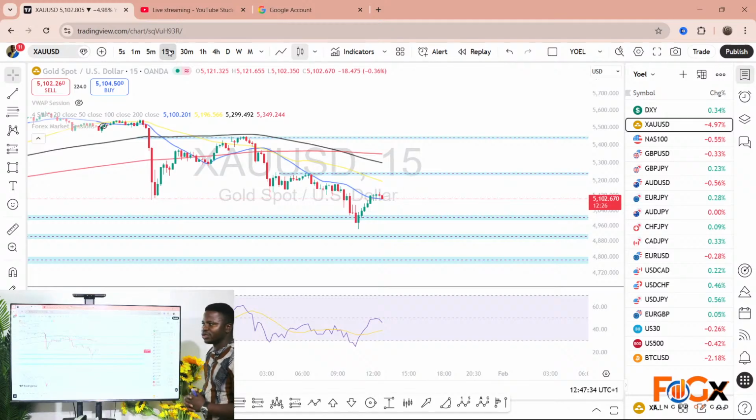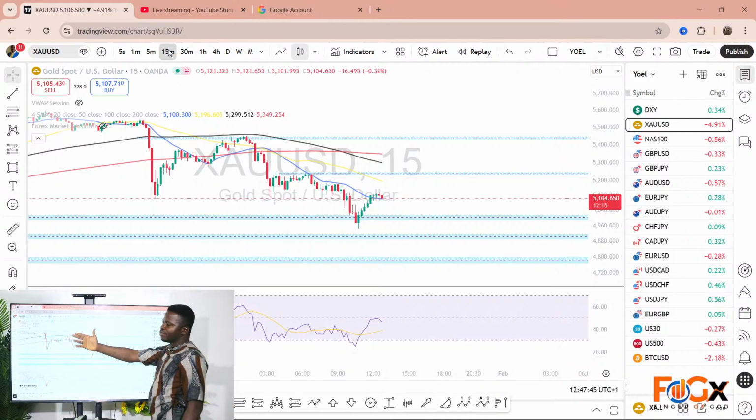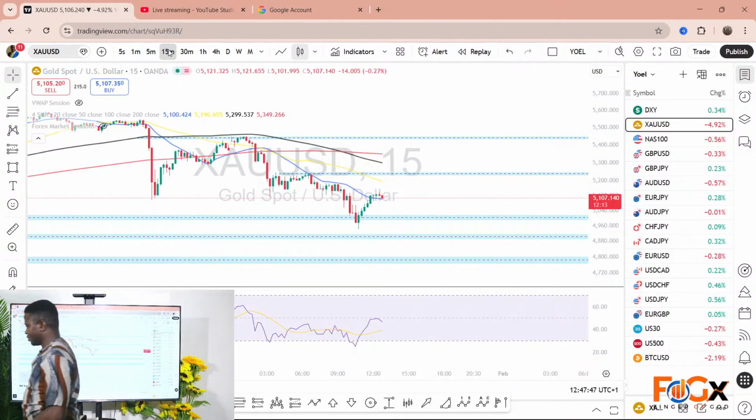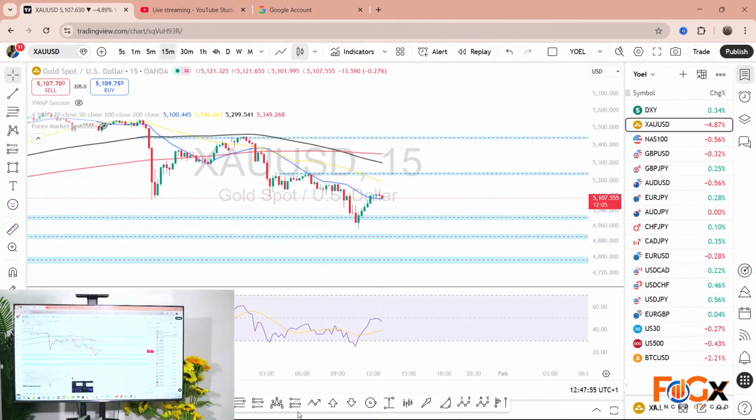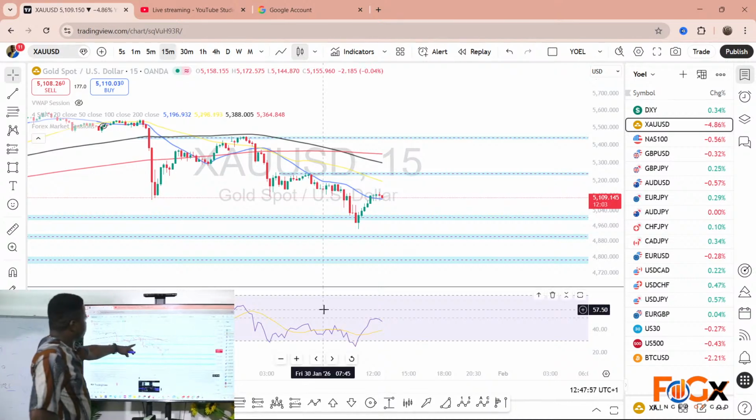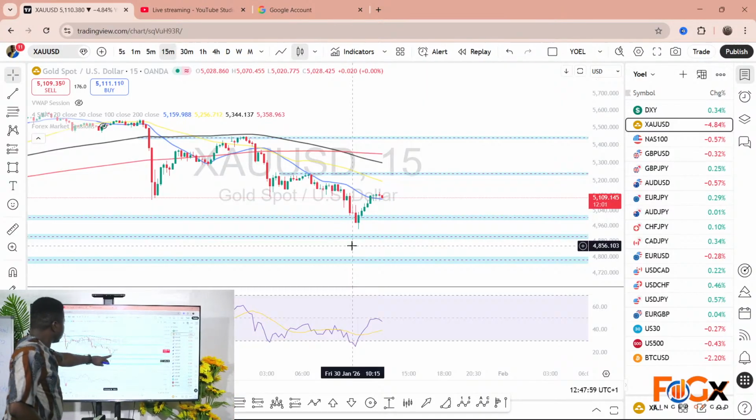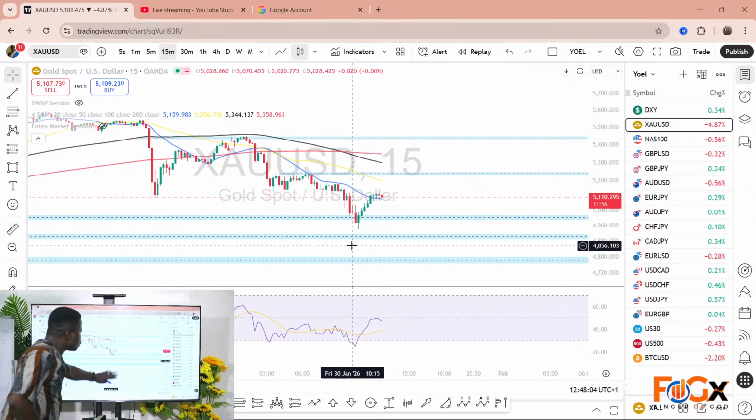So that's how we do it. You start by doing market overview. And for a day trader, you start from daily or 4 hours. Then you start going to lower time frame to mark your key zones. And these are the key zones we have marked. This one, this one, this one, this one, and this one. This is enough for you to trade today.